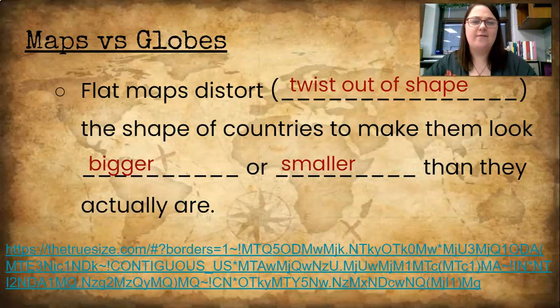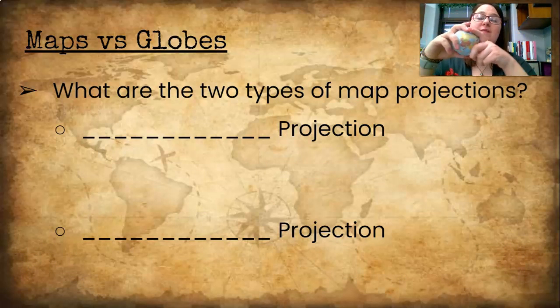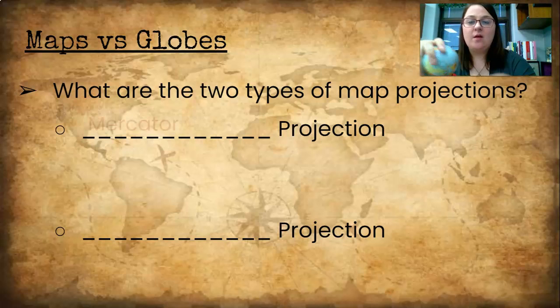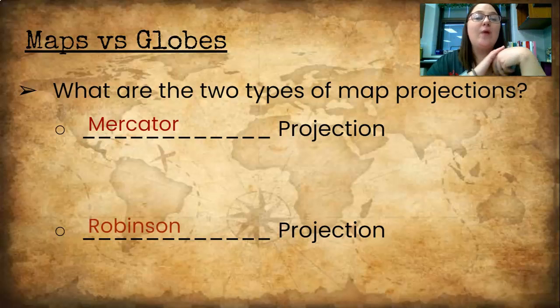Now, this little one's not very helpful to me. Two types of main map projection. When I'm taking this globe and I want to make it into a flat map, there's kind of two main ways to do it. You can do it either through the Mercator projection, which is the one that I've been showing you here on the side, or the Robinson projection. I'm going to show you the difference between those two in a minute.